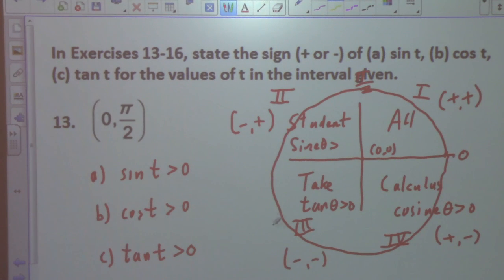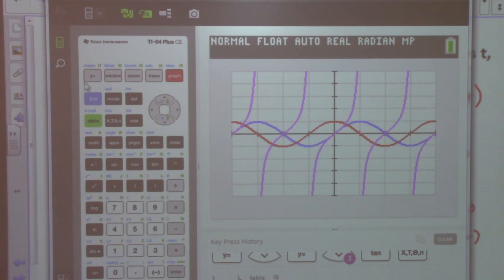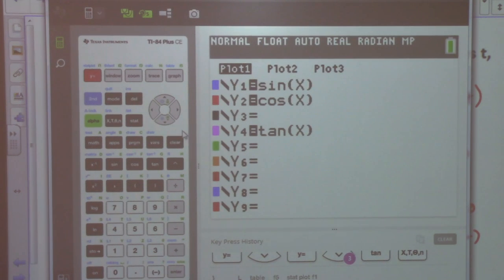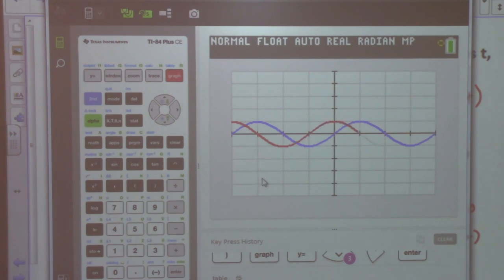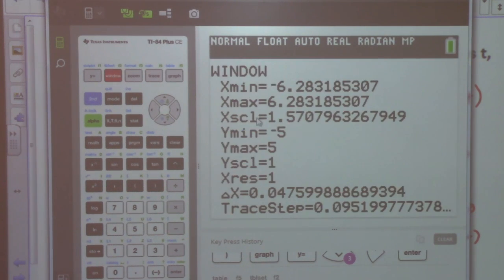I will show you something else too, is that these functions here are graphed, and I'm going to eliminate the tangent one right now. I'm just going to zero that out. So what happens is sine and cosine are right here. And this is set up on this window from negative 2 pi to 2 pi. And these are all at pi over 2. And then these are the y min, y max, and so forth.